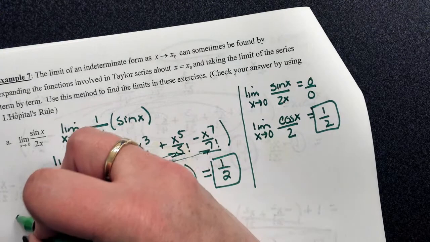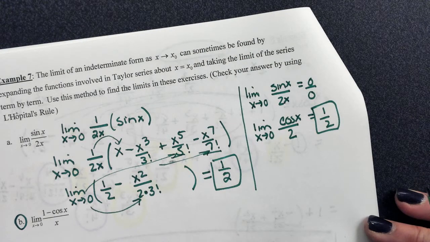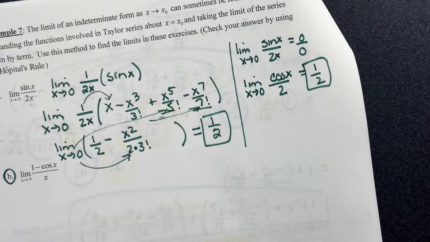See if you can do your Maclaurin series and figure out what the limit for b is going to be, and then check it. Don't cheat. Check it with L'Hopital's rule after you get done using the Maclaurin series.